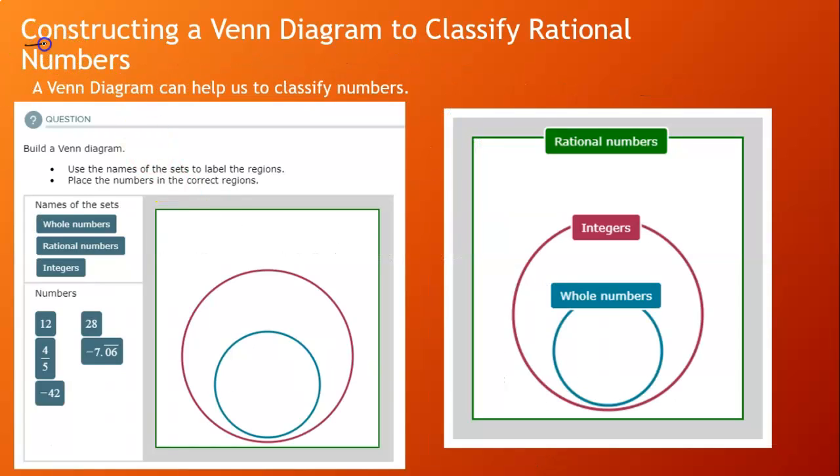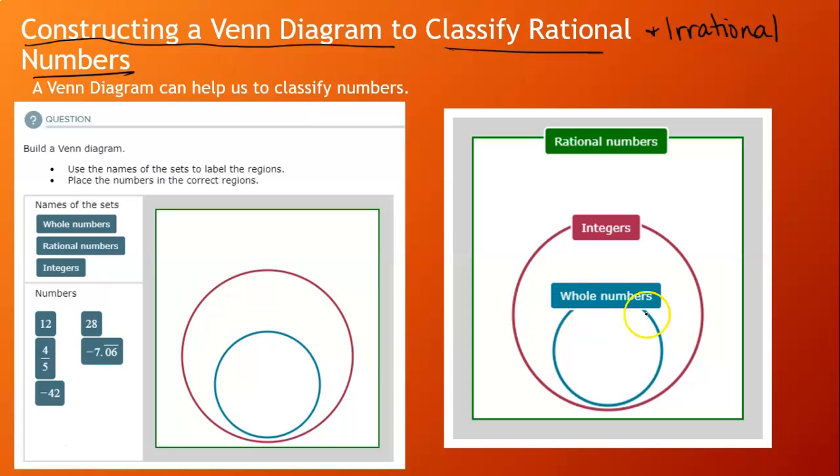All right, next section, constructing a Venn diagram to classify rational numbers. We're going to be doing several Venn diagrams. You don't need to make a new title every time. In fact, if you want to just title this, constructing a Venn diagram to classify rational and irrational numbers, that way this will sum up all the Venn diagrams that we're doing. So the question will look like this, and it's going to ask you to sort of drag these over and drop. So when you're working on Alex, these will be things that you can pick up and move.